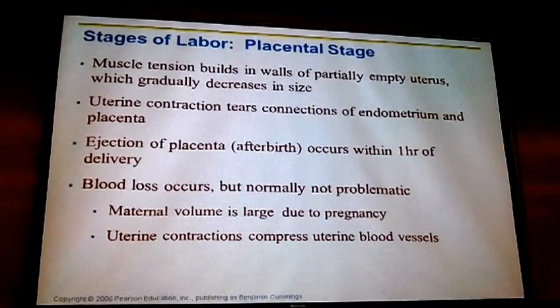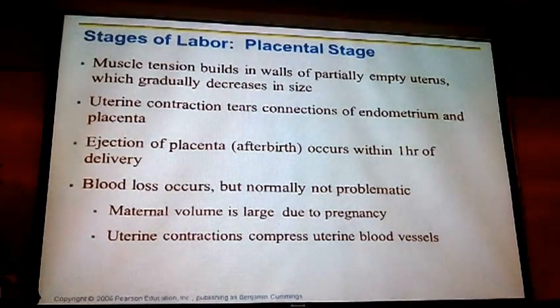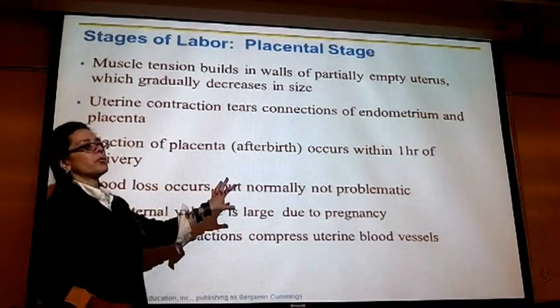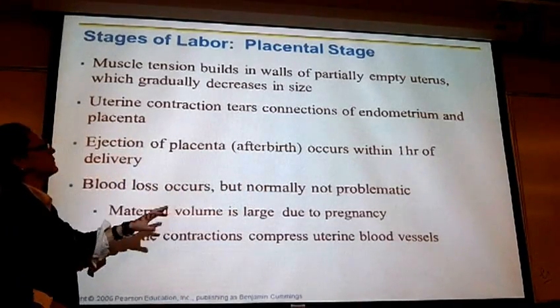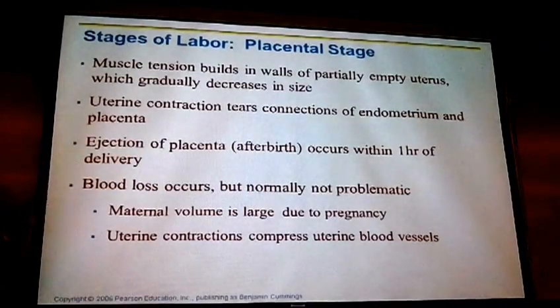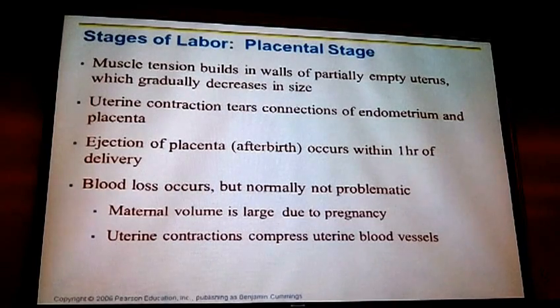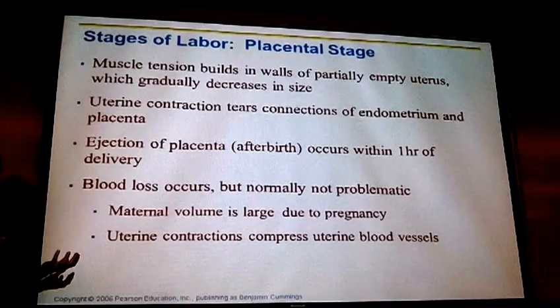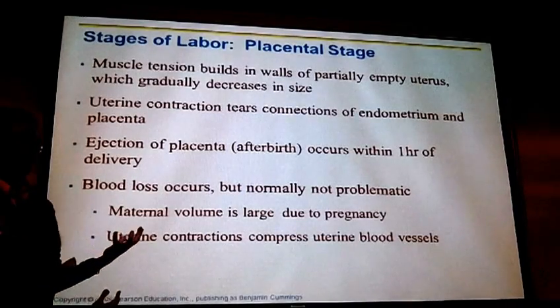And one thing you may notice in this stage is sometimes it looks like there's a lot of blood being lost. And sometimes there is a lot of blood loss. But blood loss for mom is generally not a problem at this point. And we've mentioned before that the placenta almost always tears on its way out, and the placenta is very vascular, and so there is going to be bleeding.